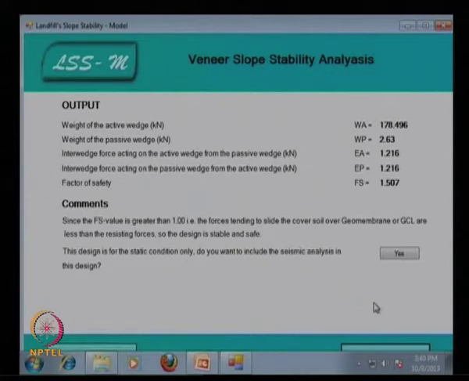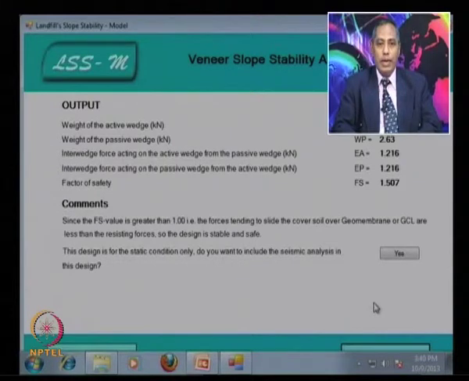So for the introduction of the reinforcement for slope stability, now we calculate and we find that output, that is weight of the active wedge WA is equal to 178.496 kilonewton, weight of the passive wedge WP is equal to 2.63 kilonewton, interwedge force acting on the active wedge from the passive wedge EA is 1.216 kilonewton, interwedge force acting on the passive wedge from the active wedge, that is EP is 1.216 kilonewton, and the factor of safety value is Fs is equal to 1.507.